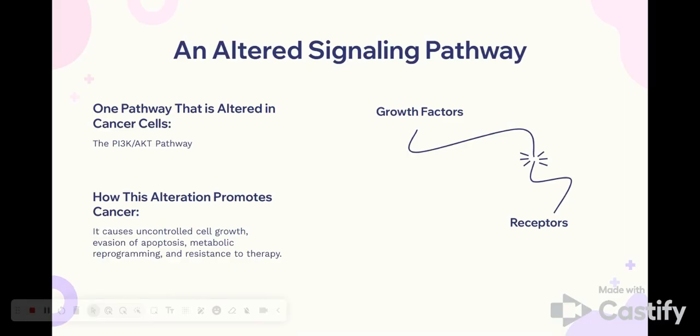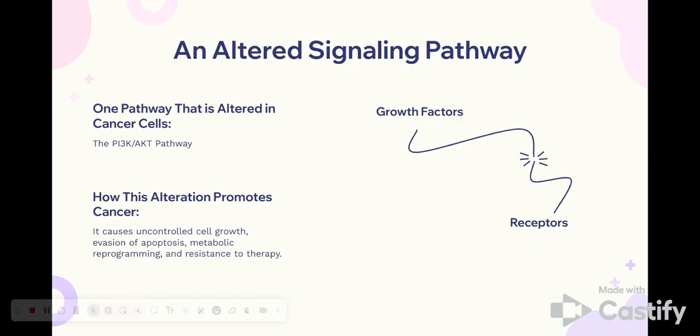How does this alteration promote cancer? Number 1, uncontrolled cell growth. AKT activates mTOR and other effectors that drive protein synthesis and cell cycle progression, allowing cells to divide without growth signals. Number 2, evasion of apoptosis. AKT phosphorylates and activates pro-apoptotic proteins like BAD, preventing programmed cell death. Number 3, metabolic reprogramming. AKT promotes glucose uptake and glycolysis, supporting the high energy demands of rapidly dividing tumor cells.